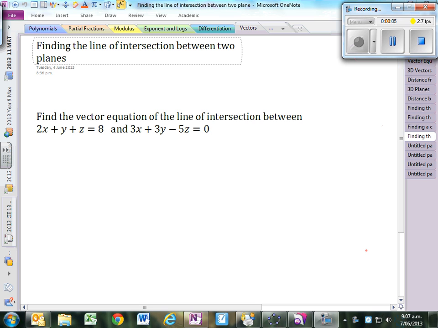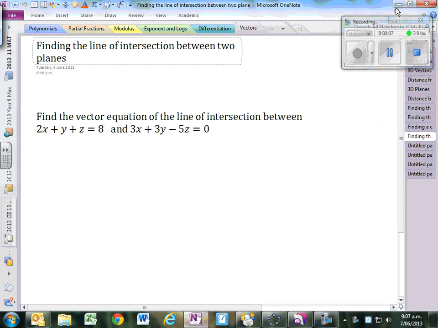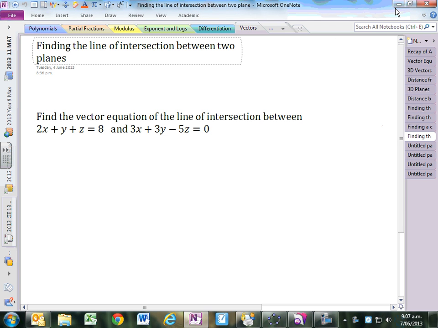So, the line of intersection between two planes. You want to find the vector equation of the line of intersection of the plane that's given to you and a second plane. As I described yesterday, think of opening up your textbook. It's the line where the two pages meet in the middle, on the spine of the book. We're wanting to find the equation of that line.